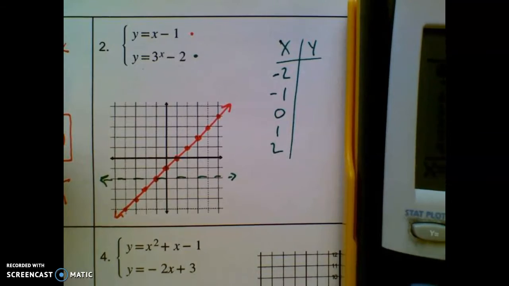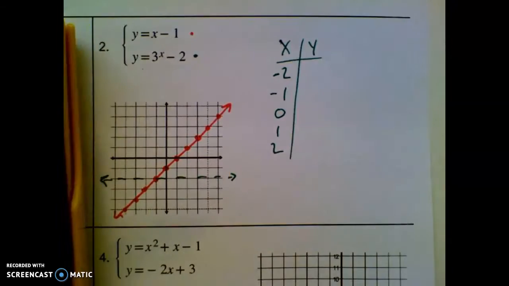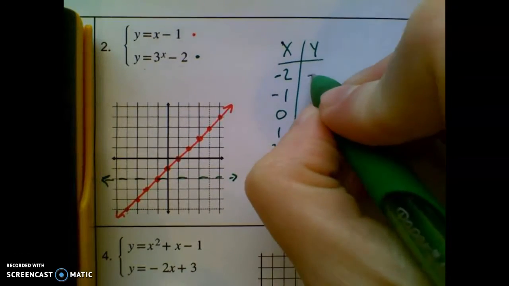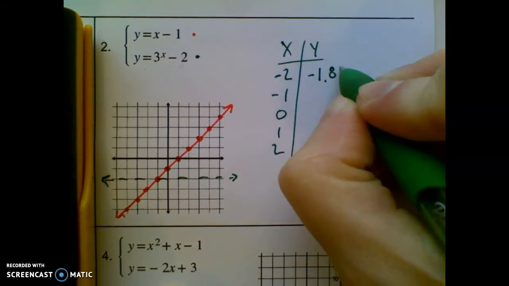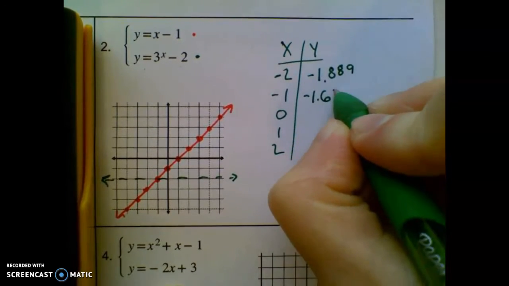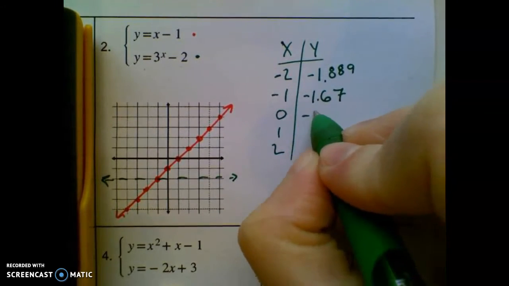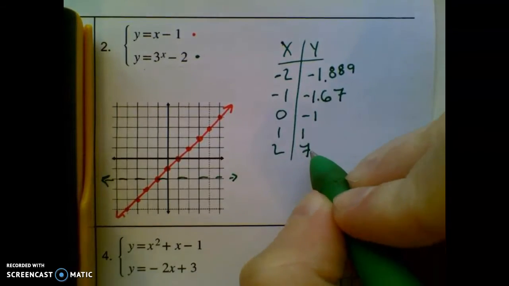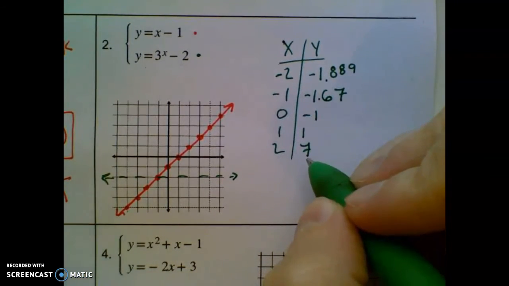And I'm just going to go fill in my values. My values, which you can't see on the screen, are -1.889, -1.6, well, I'm just going to round, 6.7, a -1, a 1, and a 7. So I have those values, just go plug them in.